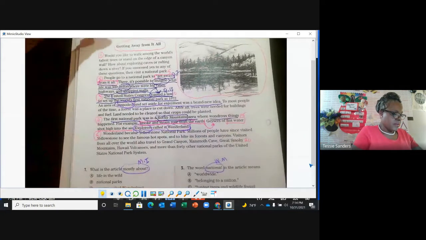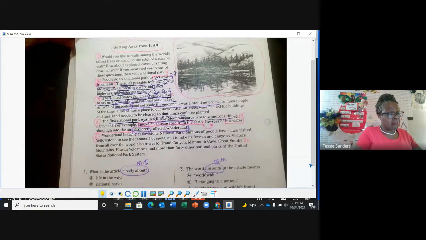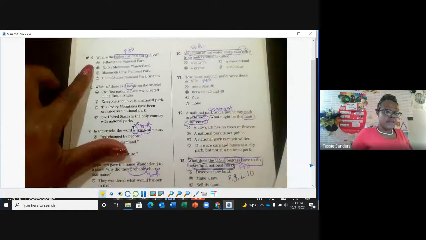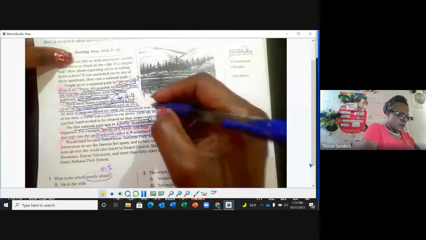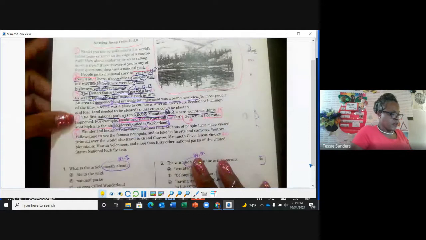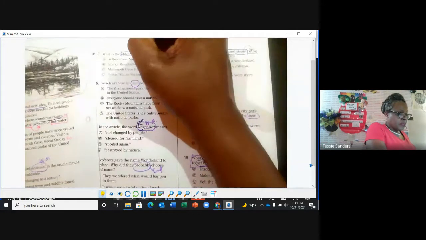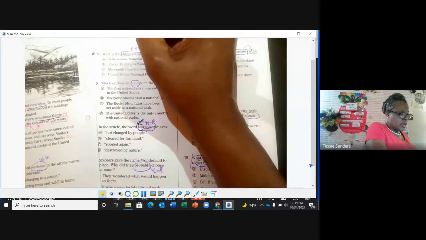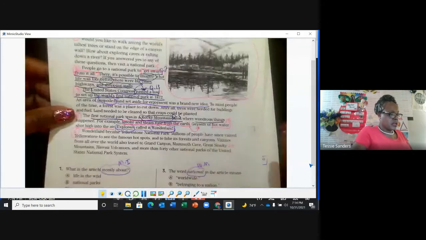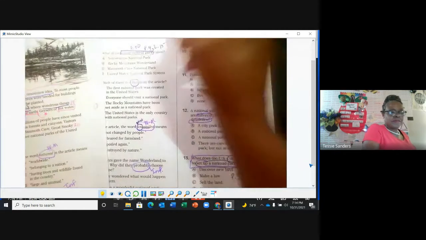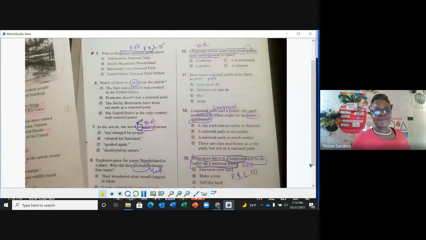All right. The first national park. So can we say this is capital Q period 5? And what paragraph is this? Paragraph 4. So capital P period 4, comma, capital L period 15. You're so smart. Let's keep reading.